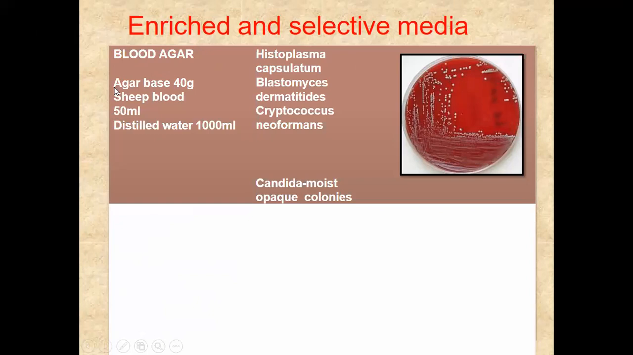The composition of this blood agar medium is agar base, 40 grams, sheep blood, around 50 ml, and distilled water, 1000 ml. With this we make the base of the medium. Through this medium, fungal organisms like Blastomyces, Histoplasma, Cryptococcus, or Candida grow significantly on this blood agar medium.